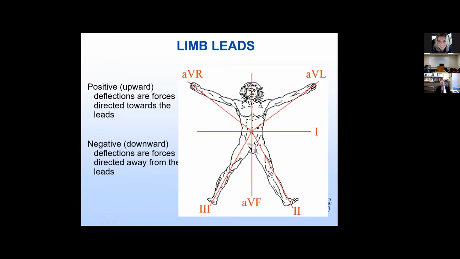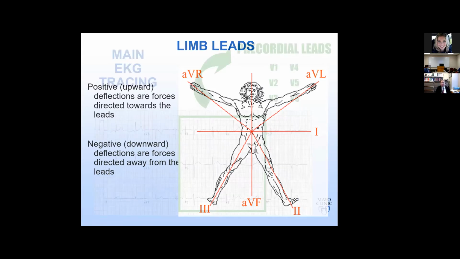Any force that's moving away from that lead is going to be a negative or downward deflection. So that's how we can figure out where things are coming from in the directions of forces.